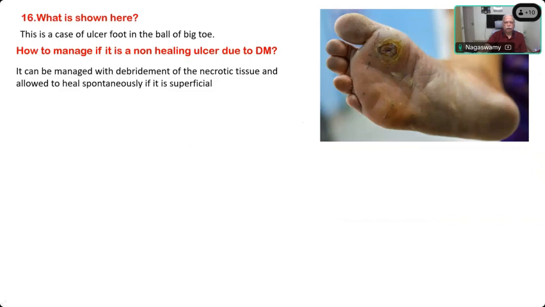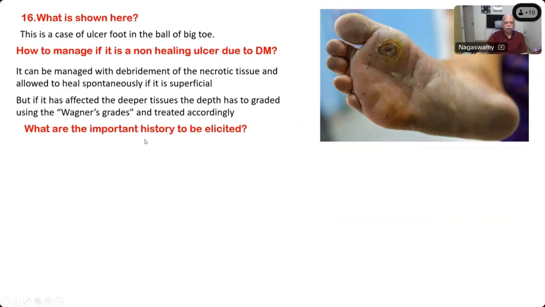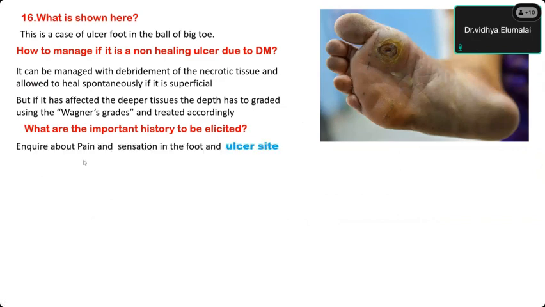Which grading system will help you? Wagner grades. If deeper tissues are affected, it has to be graded using Wagner grades and treated accordingly. Okay? What are the important history to be elicited? Neuropathy, sir. History of diabetes duration. Inquire about pain and sensation in the foot on the ulcer side, number one.